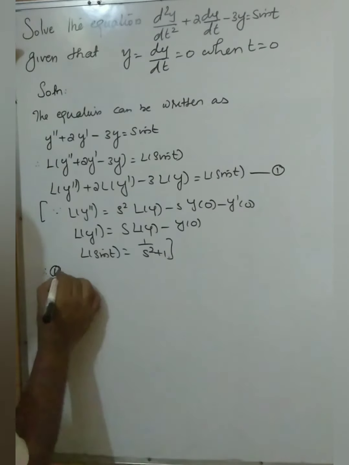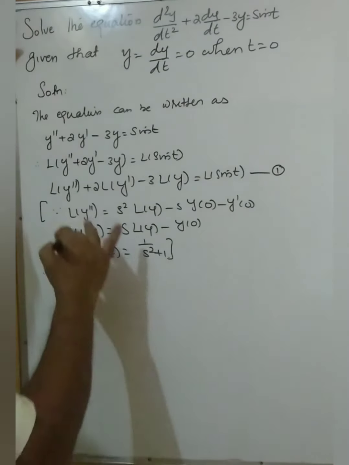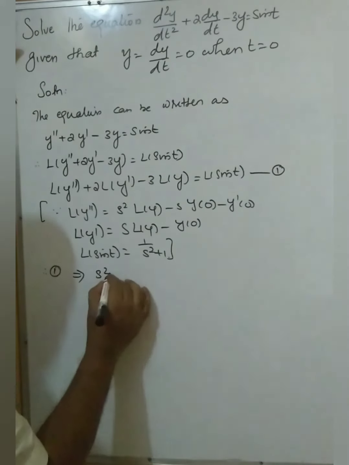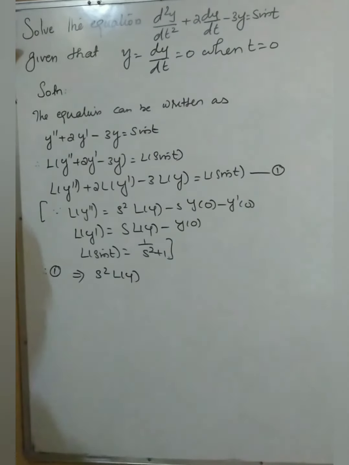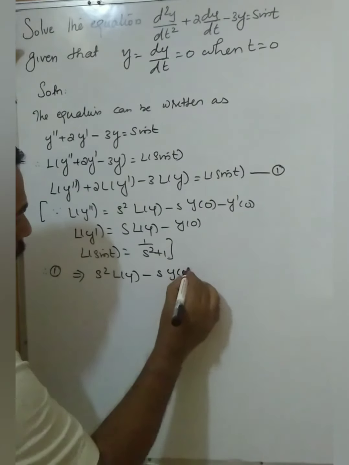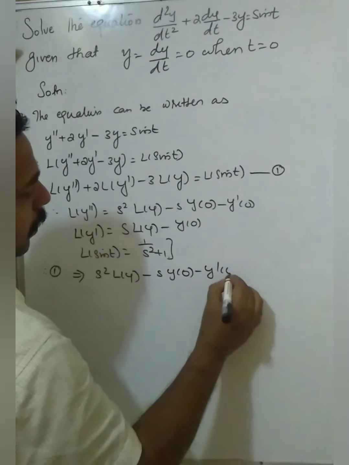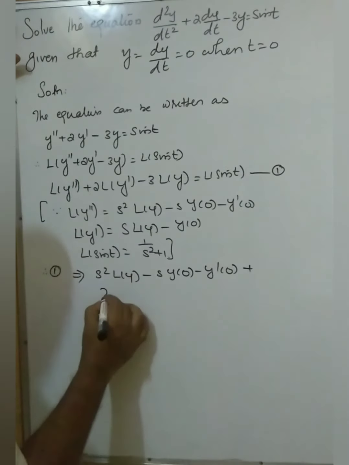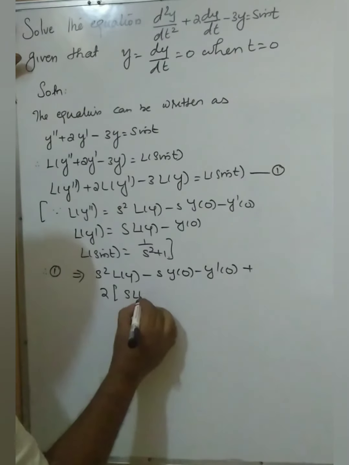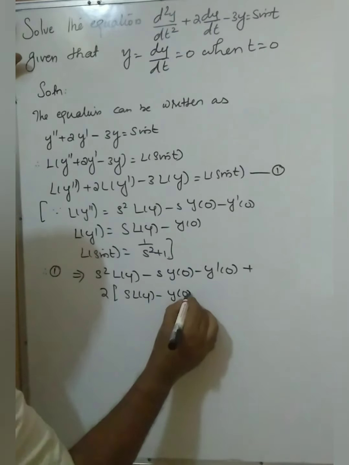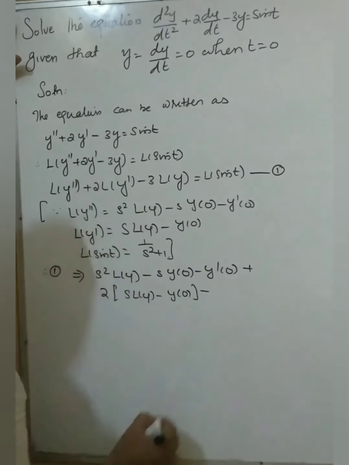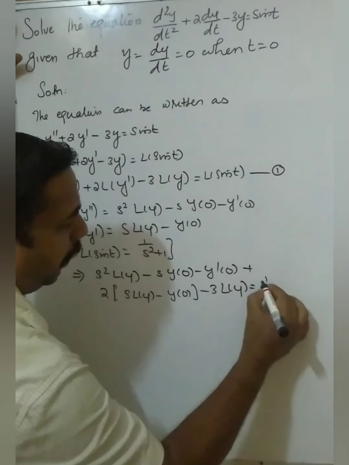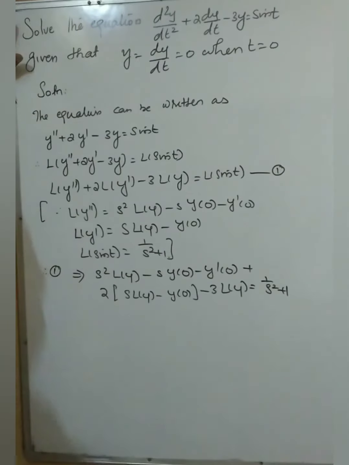Therefore 1 implies, what is 1? This one, that is L of y double dash formula, s square into L of y minus s into y of 0 minus y dash of 0. That is the first one, plus 2 into s L of y minus y of 0, minus 3 into L of y equal to 1 by s square plus 1.